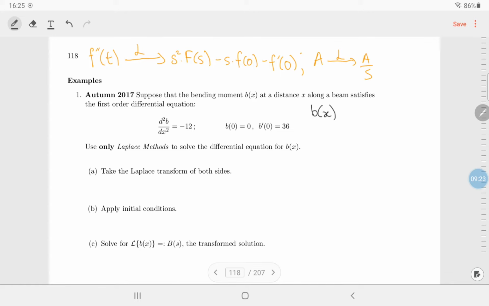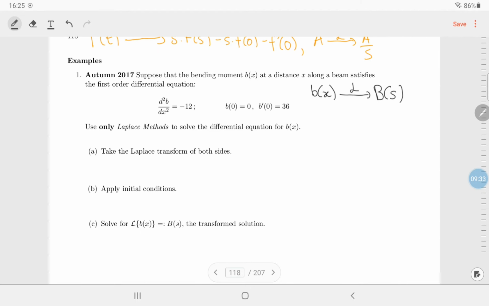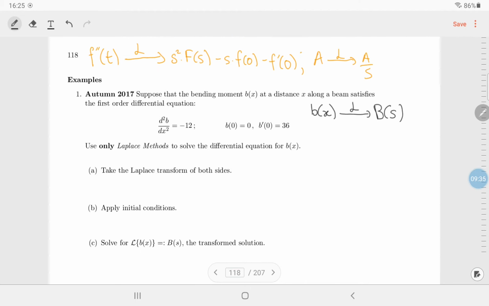Now it's always going to go to s. So we're going to send this to, now we'll do little b to big B of s. Okay, so off we go. So take the Laplace transform of both sides.